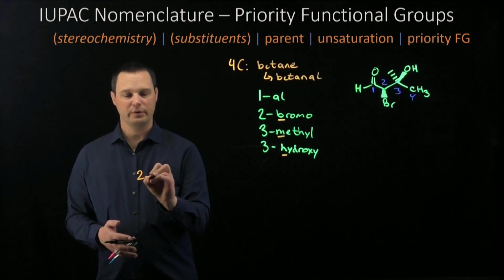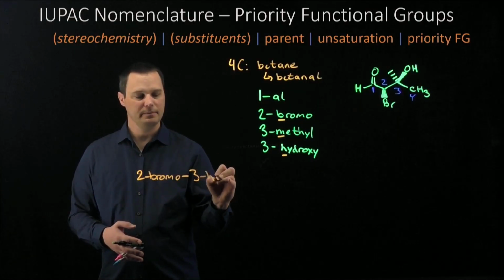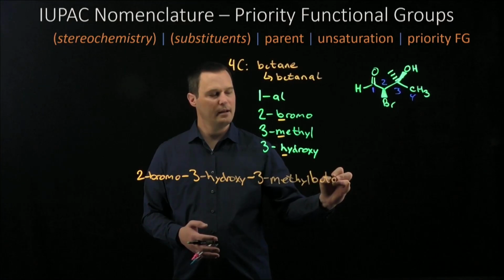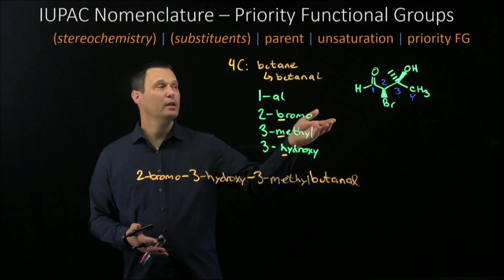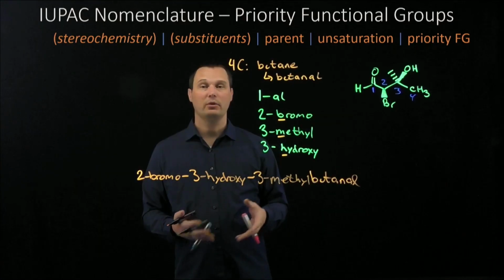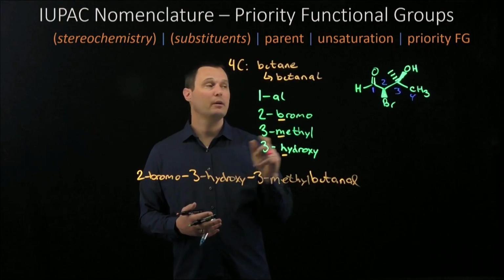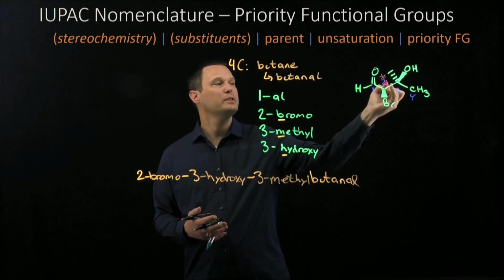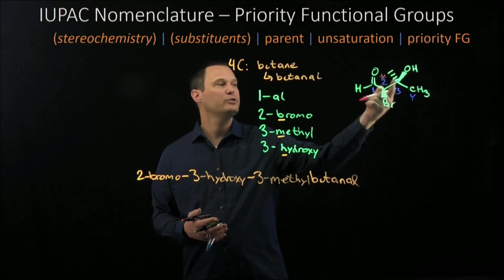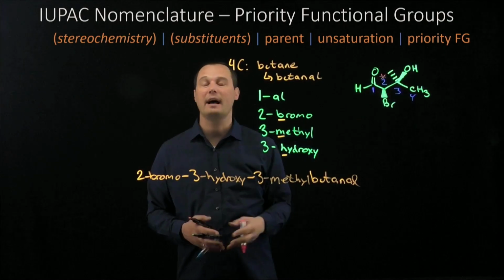That means we'll start with 2-bromo, 3-hydroxy, 3-methyl, butanal. Finally, we scan through the molecule to find any stereocenters. This molecule has stereocenters, but only one chiral center. Only carbon number 2 is a stereocenter. Carbon number 3 has two identical methyl groups attached and is not a chiral center.